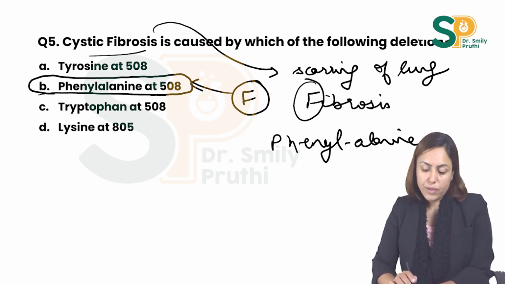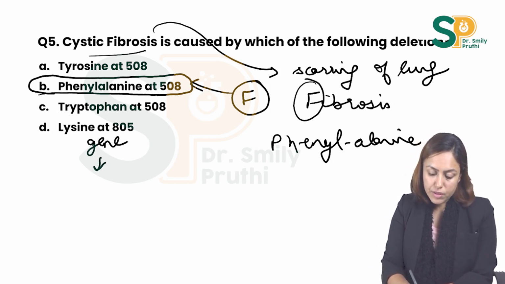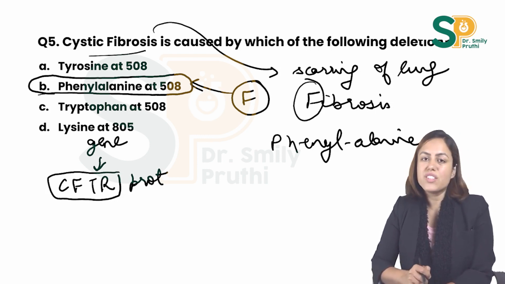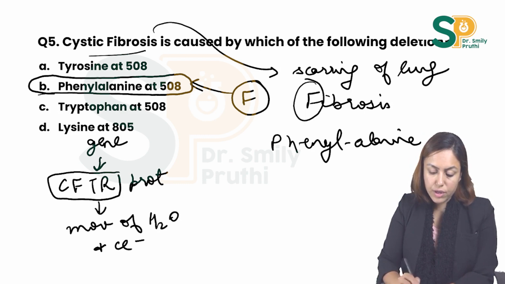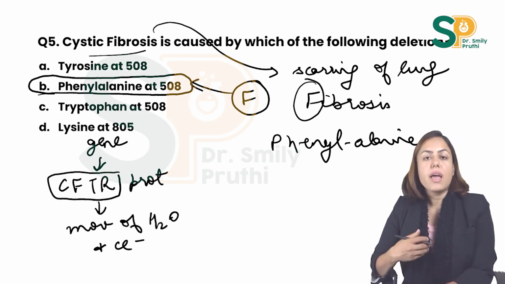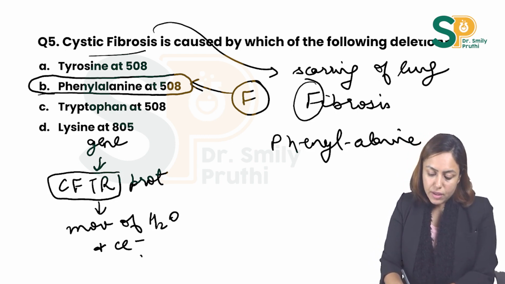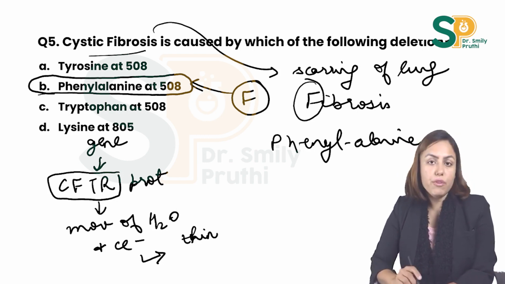Okay, so what is the role of this cystic fibrosis gene? This gene makes a protein, that is CFTR. CFTR protein, full form is cystic fibrosis transmembrane regulator. Okay, so this protein helps in the movement of water and chloride in and out of the cells and helps in formation of mucus secretions or saliva or digestive secretions, right? And when this gene is normal, then the mucus is thin and freely flowing, right?